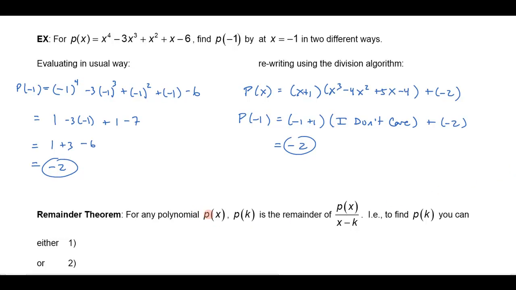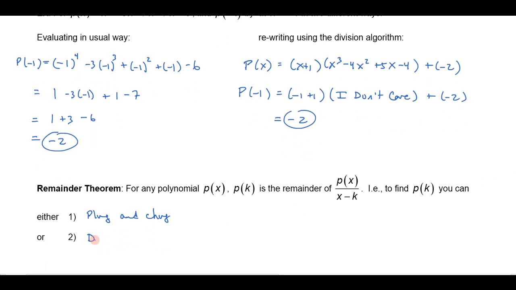For any polynomial, p of x, if I want to evaluate that polynomial at k, that's going to be the same thing as the remainder of when I divide the polynomial by x minus k. So now to find p of k, you can do one of two things. You can either plug and chug, like we've always done evaluating a polynomial, or we can divide the polynomial by x minus k and find the remainder.